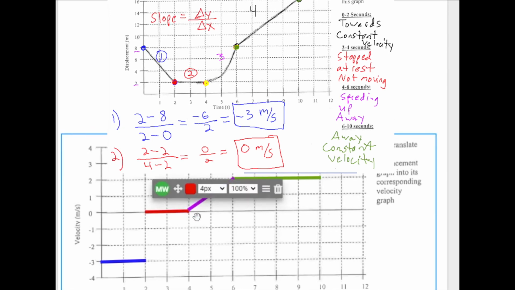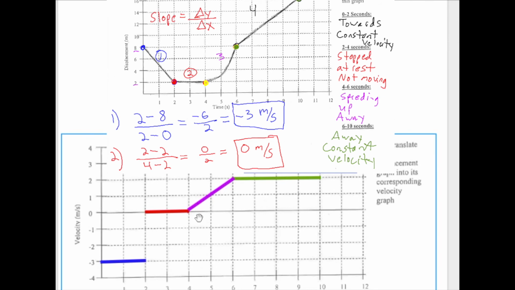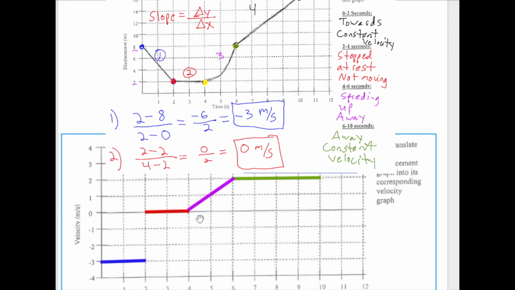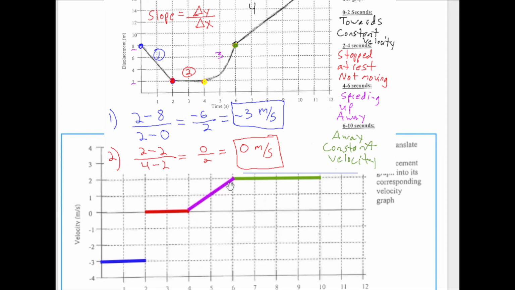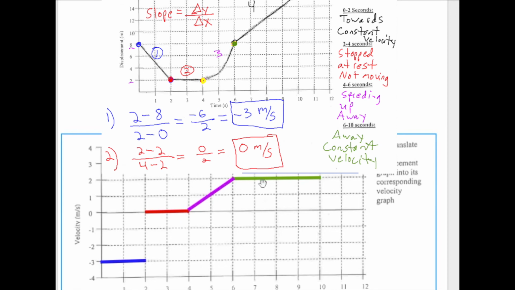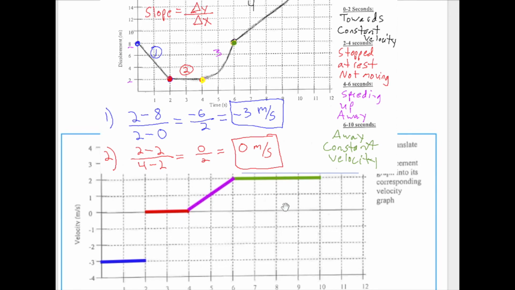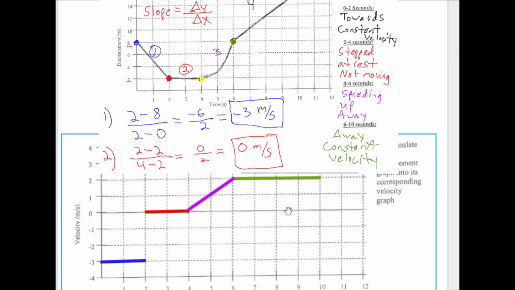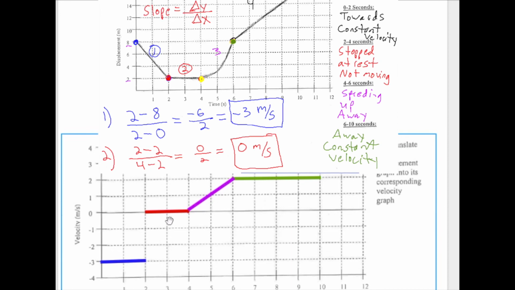Next, from 4 to 6 seconds, I can see that my object is moving away because it has a positive velocity. It's going from 0 to 2. And I can also see that it's speeding up because, just like I said, the velocity is going from 0 meters per second to 2 meters per second, as in the velocity is getting bigger, meaning that I'm speeding up. Lastly, I can see that from 6 to 10 seconds, my velocity is constant. It's staying at 2 meters per second, and it's also moving away from the origin because it is a positive velocity. So again, just double checking with what I said before.